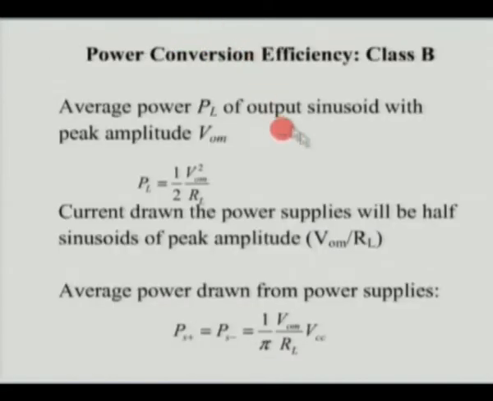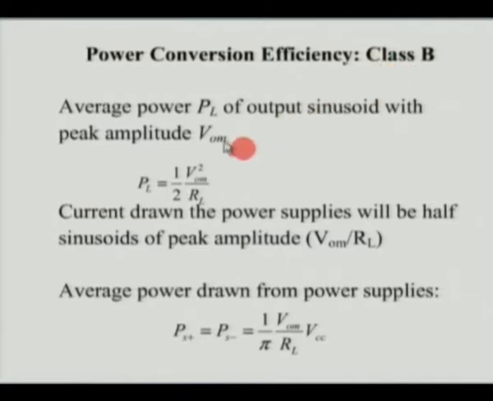Now, having seen this, we might wonder why, since it is obvious from the transfer characteristic that we are definitely going to get a distorted output, we are interested in class B. That will be very clear once we see the power conversion efficiency calculations of a class B amplifier.